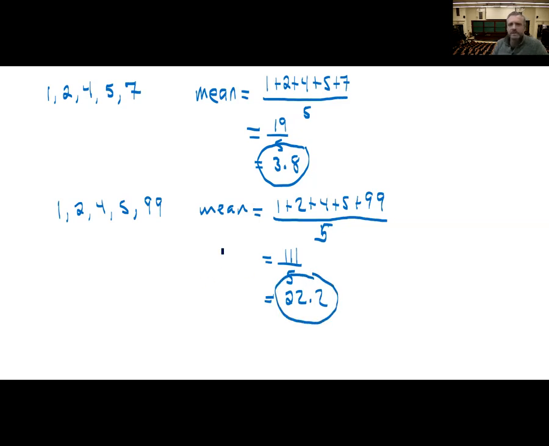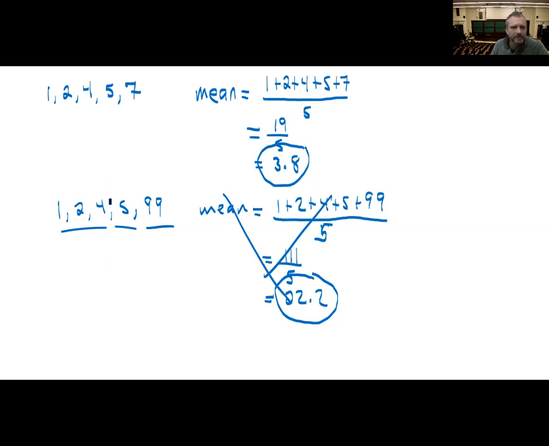Now, does 22.2 look like a good representative for this set of numbers? No, you've got this set down here, 1, 2, 4, 5. They're all kind of down near, between 1 and 5. And then you've got 99. 22.2 doesn't really represent anybody in this set. So that's a horrible choice.